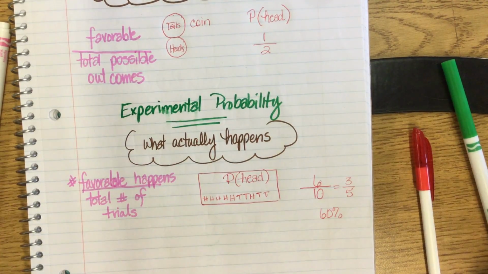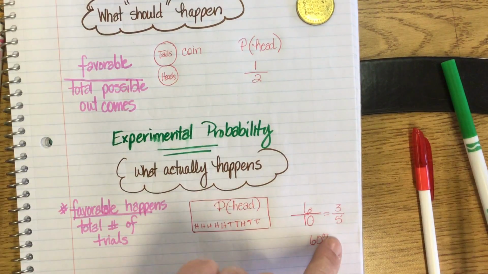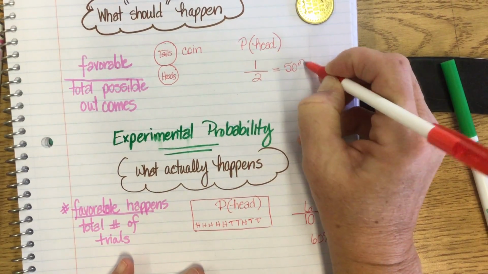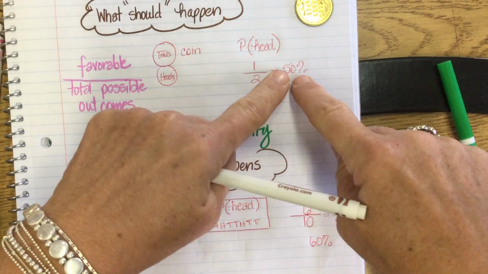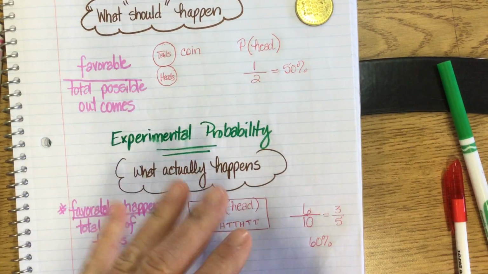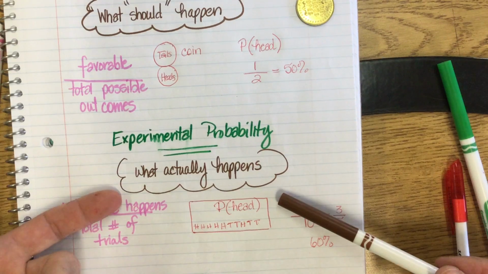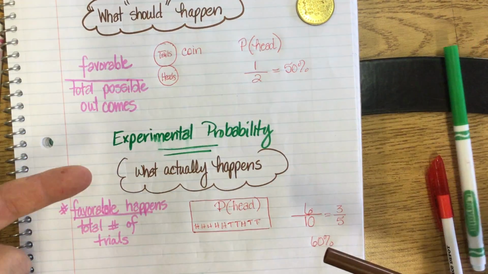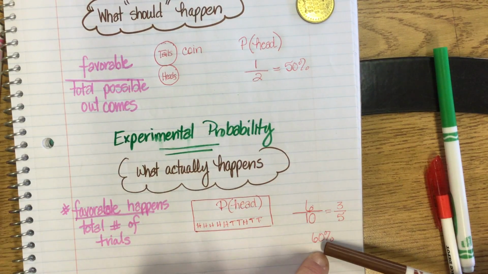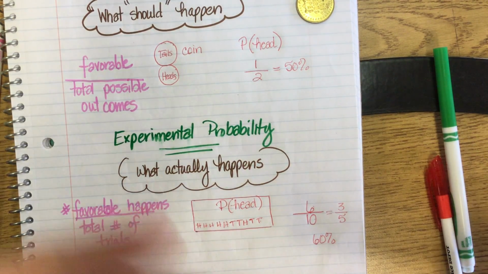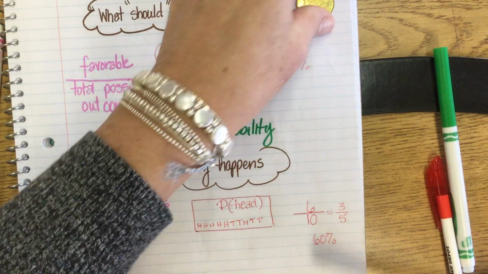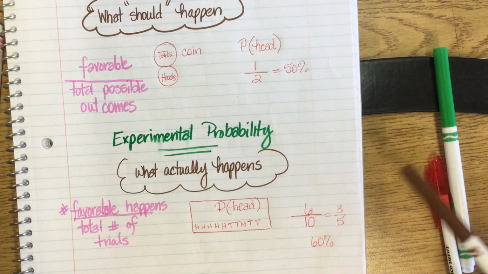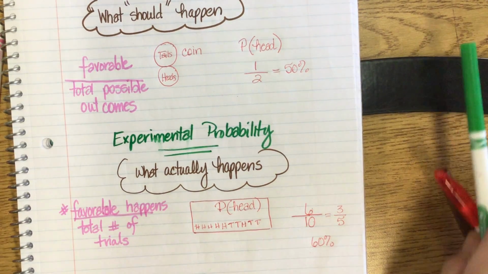Okay, so let's compare. Did my experimental probability, because we know that this is 50%, did my experiment match? No. So please remember the difference, what actually happens isn't always going to match our theoretical, okay? With that in mind, can we use this to make an assumption? Maybe it wasn't a fair coin, but it was pretty close to 50%. So today we are going to do a little bit of an experiment.